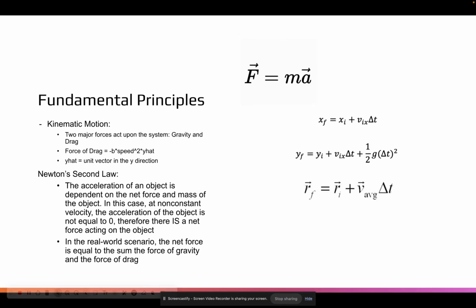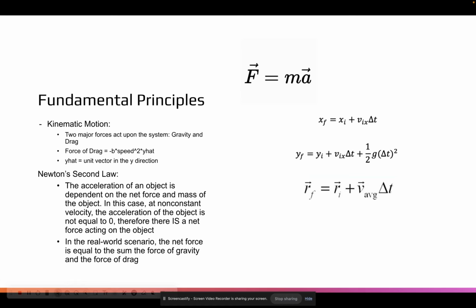So some fundamental principles we need to know for this lab are kinematic motion and Newton's second law. For kinematic motion, there's two major forces that act upon the system. We have gravity and then the drag force. The drag force is equal to negative b times the speed squared times y hat, which is the unit vector in the y direction.